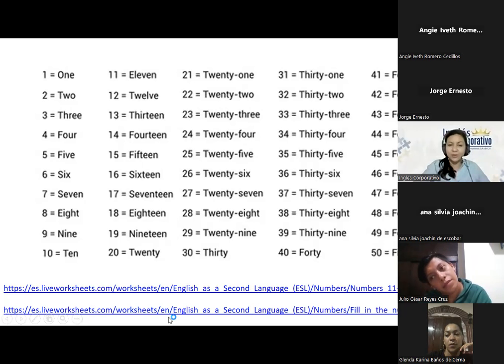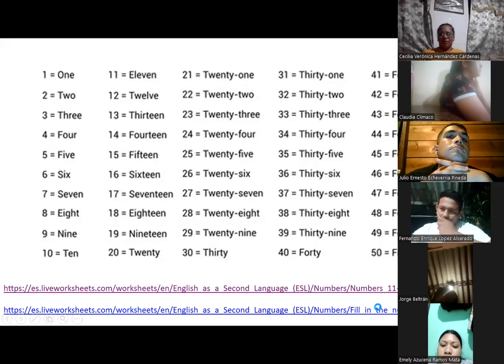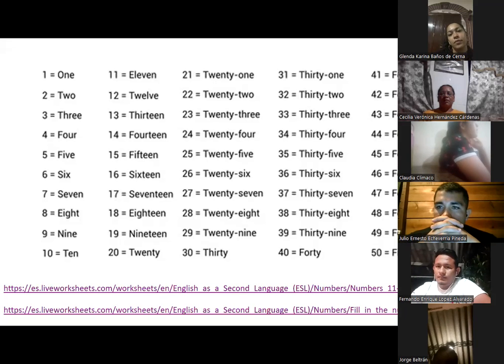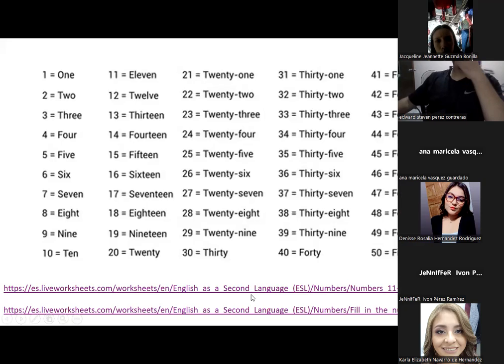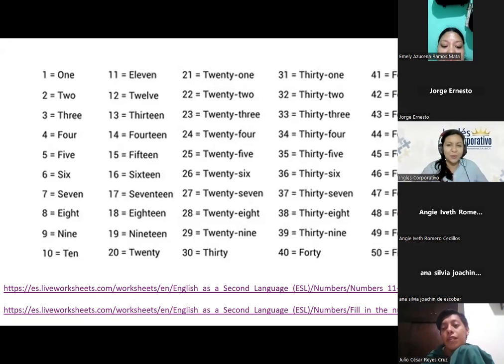70, right? 70. 80. Very good. Who wants to continue 80 to 90? Fernando. Yes, 81, 82, 83, 84, 85, 86, 87, 89, and 90. Okay, and the last 10 numbers to 100, 90 to 100. Emily Azucena. 91, 92, 93, 94, 95, 96, 97, 98, 99, 100. Very good. So we counted from 1 to 100.